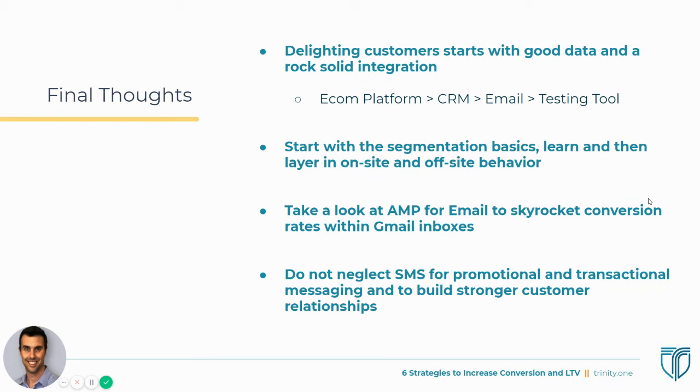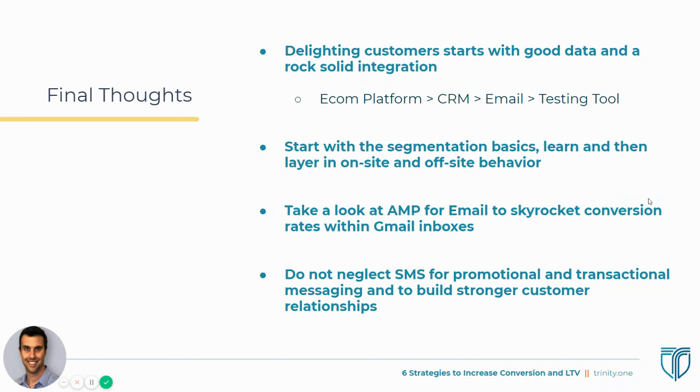Once that's done, then start with the segmentation basics. Learn and then layer in on-site and off-site behavior. So maybe start targeting your new visitors, your returning visitors, and your customers differently, then move into targeting your best customers differently, and then target on-site and off-site behavior. Did someone click on certain categories or products in your site? Did someone take action on a direct mail piece that went out? There are a lot of different ways you can construct your journey, but start with the basics after you get your platform set and then layer in behavior.